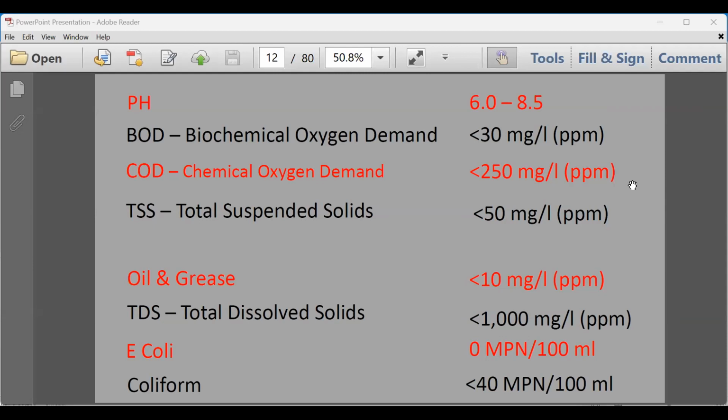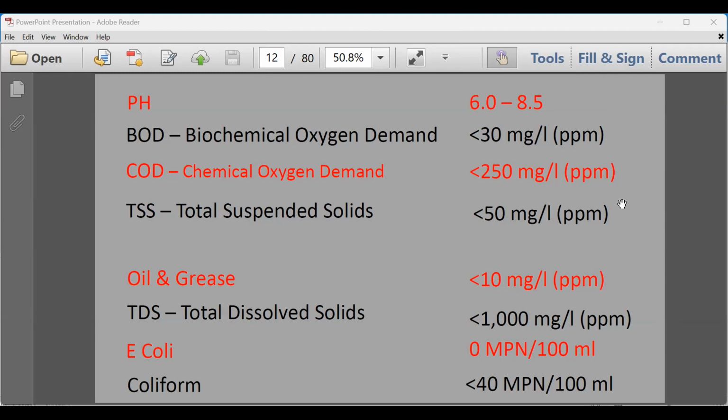BOD, biochemical oxygen demand. Biochemical oxygen demand is the required amount of oxygen used by aerobic microorganisms when decomposing organic matter in water. Then COD, chemical oxygen demand. Chemical oxygen demand is the measure of the capacity of the water to consume oxygen during decomposition of organic matter in water.